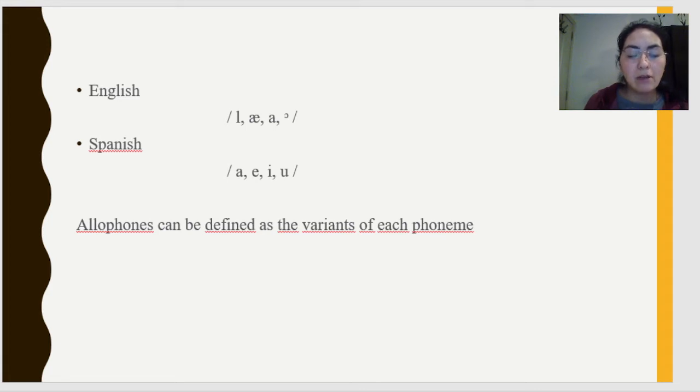The vowels in English and Spanish are different. In Spanish we have a, e, i, o, u. In English, some English vowels are different. An allophone can be defined as a variant of each phoneme.